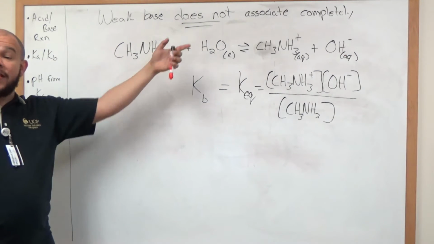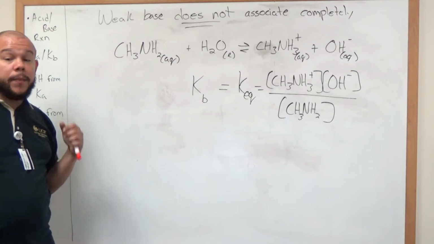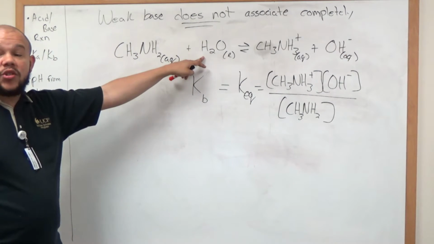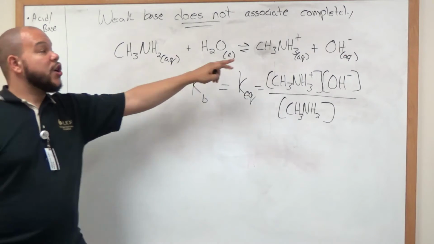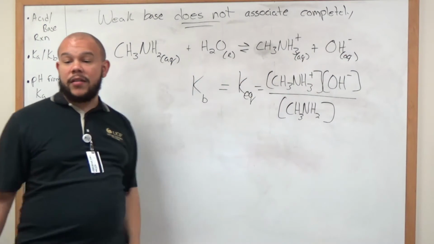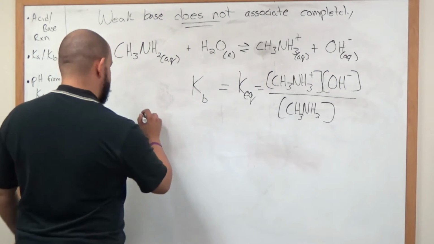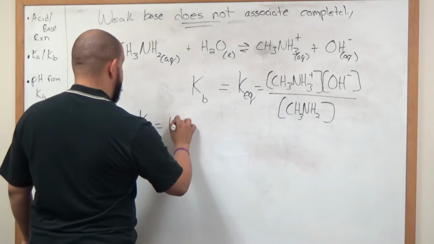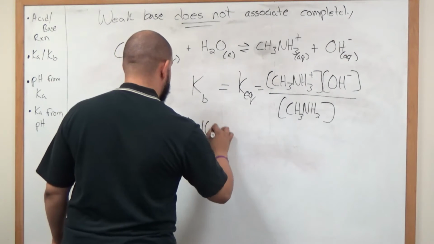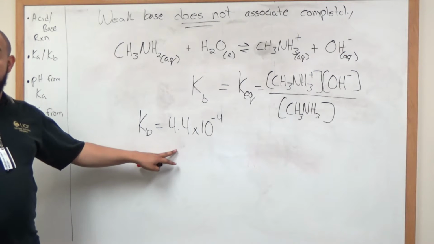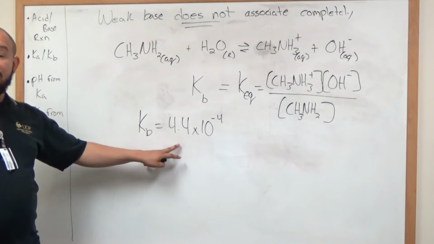If it was a strong base, it would take all and associate completely. Since it's not a strong base, it is a weak base, it's only going to take a certain amount of these protons from water, creating only a certain amount of hydroxide. So the KB for methylamine is 4.4 times 10 to the negative 4. An even smaller value, much less than 1.